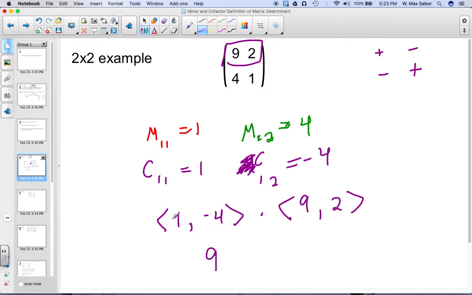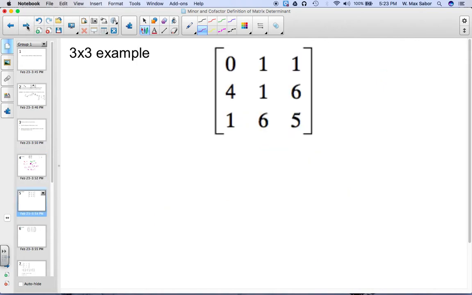Now we have 9 times 1 and -4 times 2. You'll notice that what ended up happening was we did 9 times 1 and 2 times 4 and then subtracted those. That's the same thing. That's another way of showing why the 2 by 2 rule works.